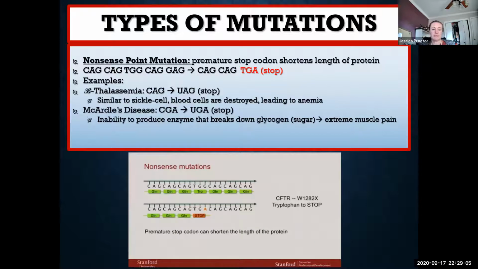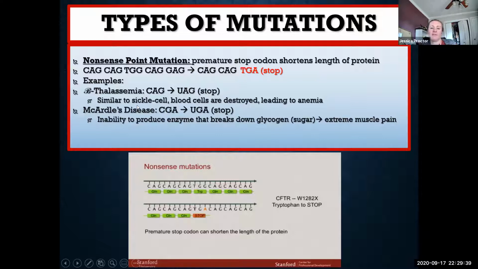All right. So a nonsense point mutation, so it's a premature stop codon, which shortens the length of a protein. So there are codons that code for start, which means the start of that coding protein. And then there's also a stop codon as well, which in this example is TGA. So some examples of that, thalassemia, so CAG, the C randomly changes to a U, which then codes it to stop.